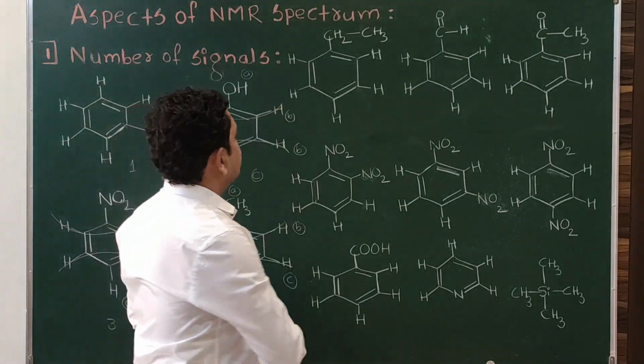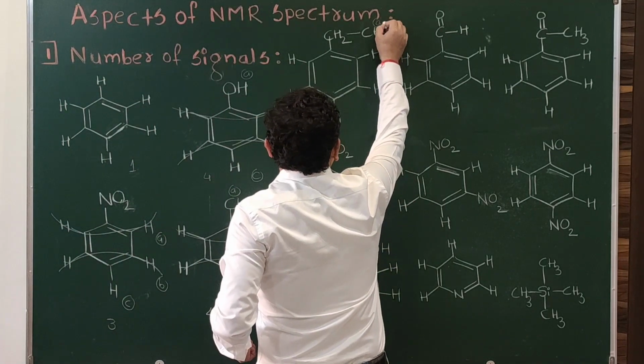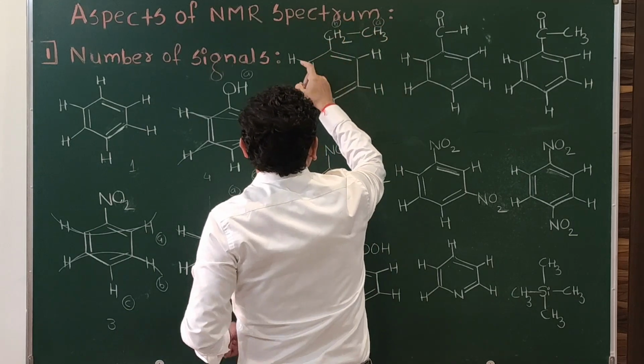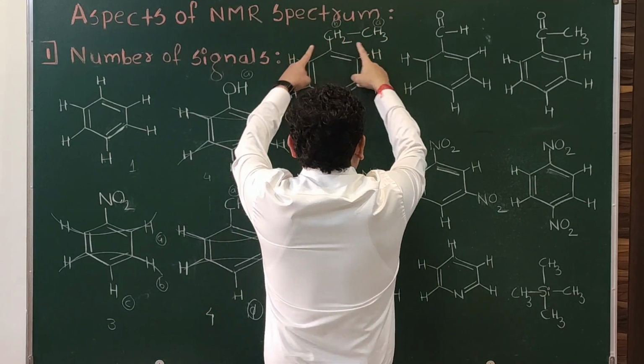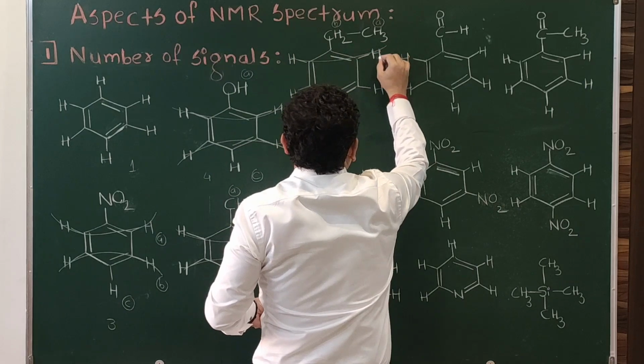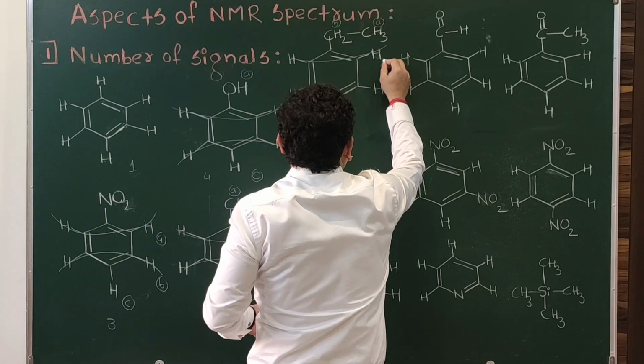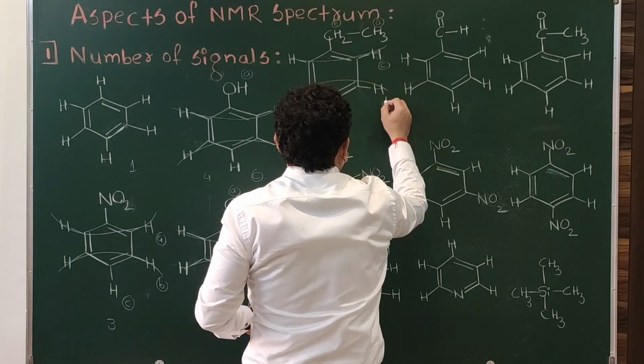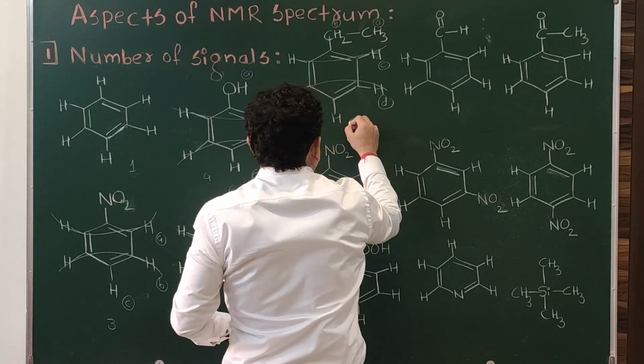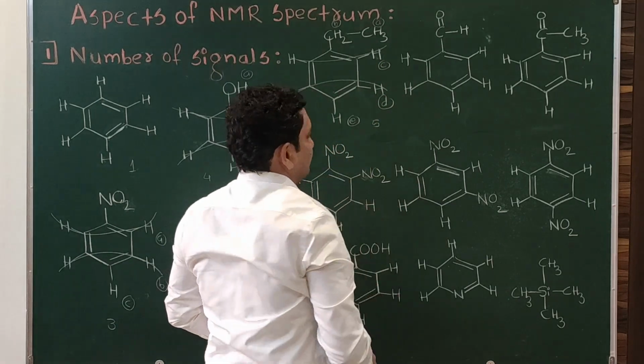Now ethyl benzene: one signal for CH3, another for CH2. Similarly, these two hydrogens are equivalent. So the third is for the ortho hydrogen, then the meta hydrogen, then the para hydrogen. So we are getting 5 signals here.